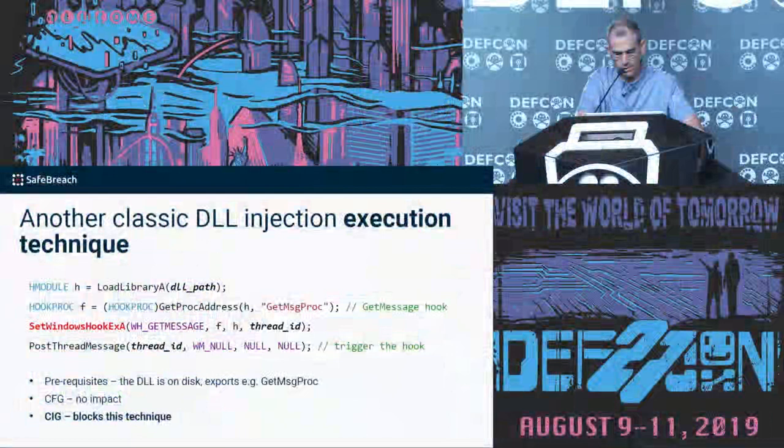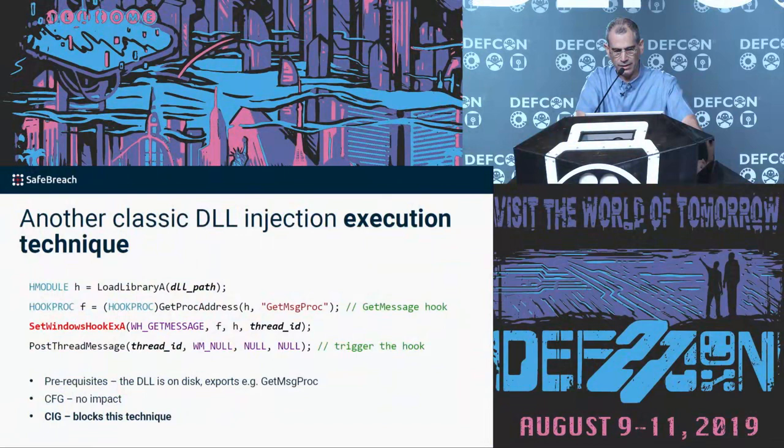Another well-known DLL injection technique is using SetWindowsHookEx, in which case the DLL is loaded into the target process when the target process receives an event of a certain kind. And after we invoke SetWindowsHookEx, we artificially send such an event to the target thread, and execution ensues. Again, the prerequisite is that the DLL is on disk, and again, CIG blocks this technique.